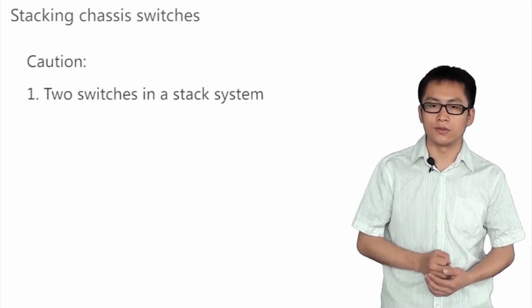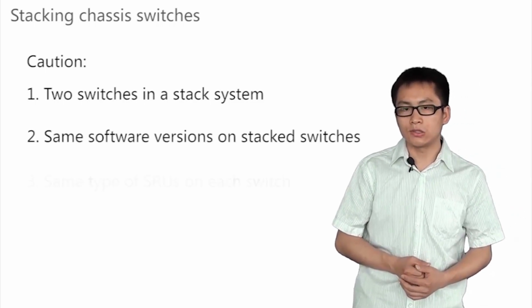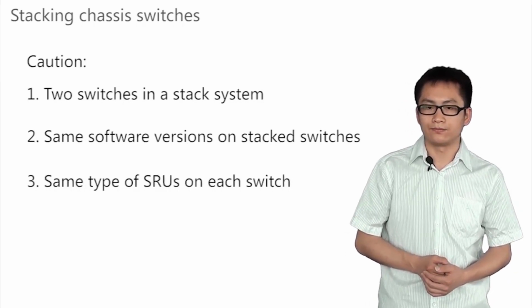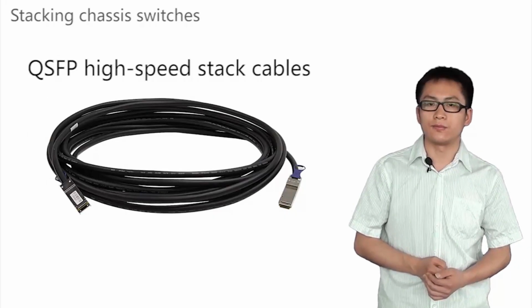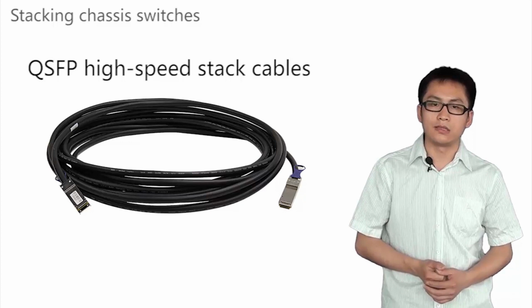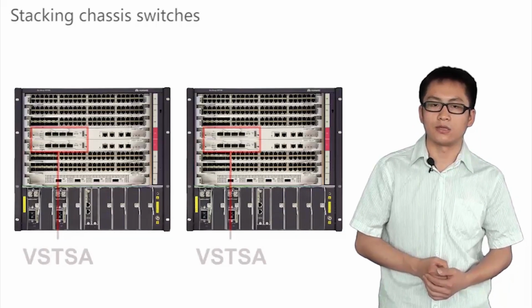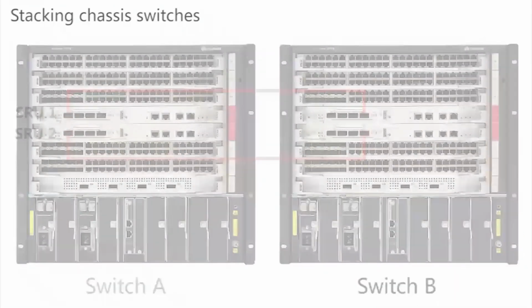Note that a stack system can have only 2 chassis switches, and the 2 switches must run the identical software version. Each switch must be equipped with a pair of SRUs of the same type, but the types of SRUs between the 2 switches can differ. The 2 switches are connected with QSFP high-speed stack cables. These cables can be connected or removed while the power is still on. The stack cables are connected to the VSTSA stack cards on the SRUs. The stack cables must be connected in the correct order.